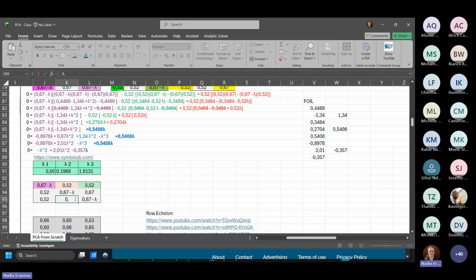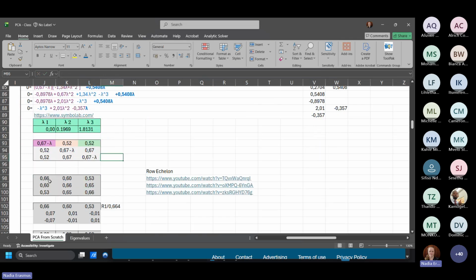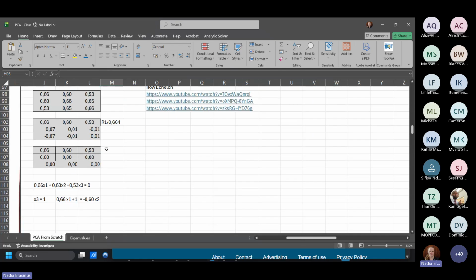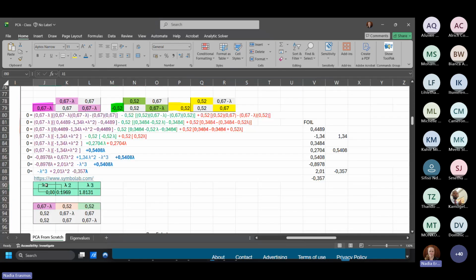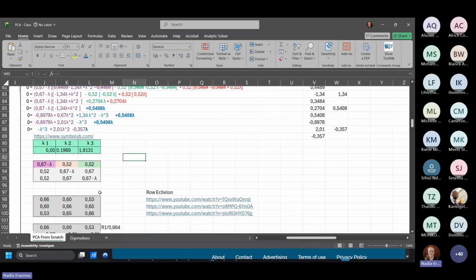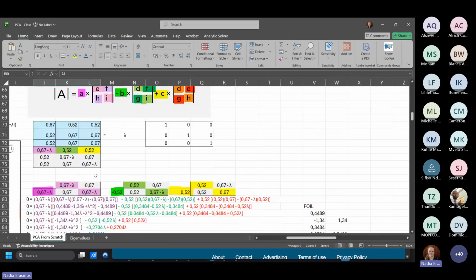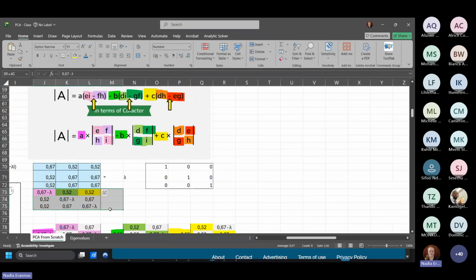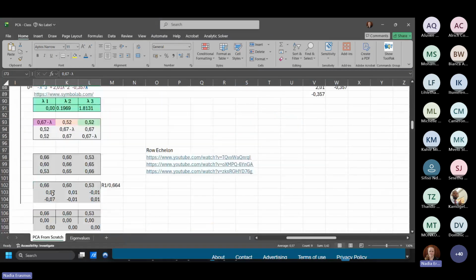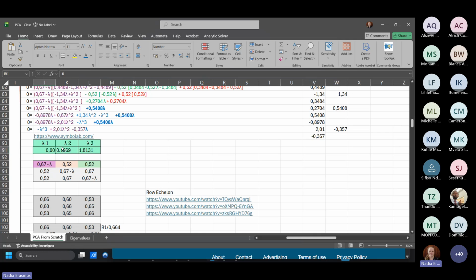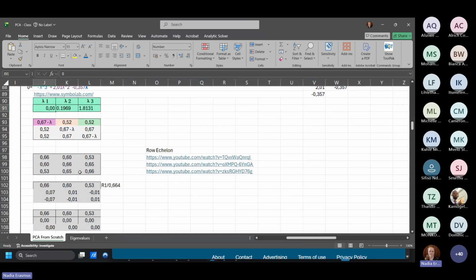0.67, 0.67. Okay, and then there's another method as well that you can use, but you can then get your lambdas. Now if you have your lambdas, you can get your eigenvectors by substituting it back in here at the top, so into this one. So now you substitute in the lambda value that you have calculated, and then you can solve it.